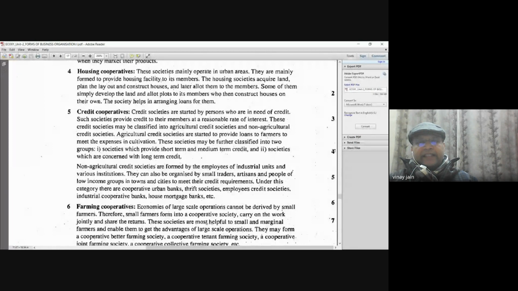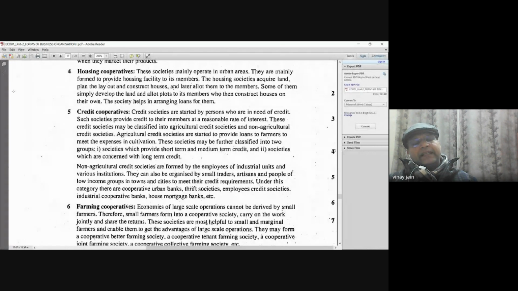The housing societies acquire land, plan the layout, construct houses, and later allot them to the members. Some of them simply develop the land and allot plots to their members, who then construct houses on their own. The society helps in arranging loans for them.